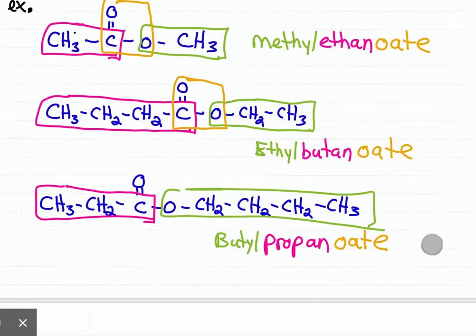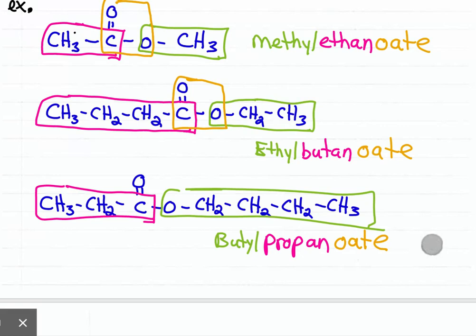Okay. And then our third example we're going to look at here. We have 4 carbons coming off of the oxygen from the alcohol, so that is butyl. Then 3 carbons are involved in the carboxylic acid, so propane, and then -oate. It doesn't matter which chain is shorter here, like it does in the ethers. The naming tells us what the alcohol was and what the carboxylic acid is.